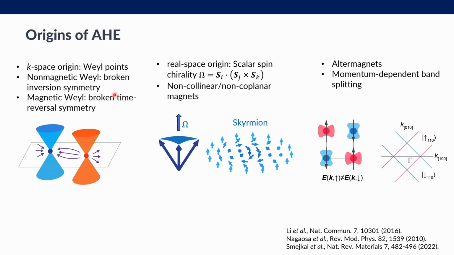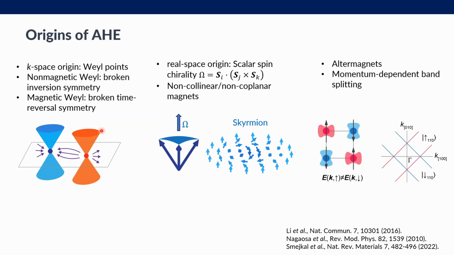In the momentum space, the Weyl points can act as monopoles of the Berry curvature. And the Berry curvature is basically a fictitious magnetic field in the momentum space that can bend the motions of the electrons to produce this Hall effect. And when the inversion symmetry or the time reversal symmetry is broken, the Weyl points can appear in a material.